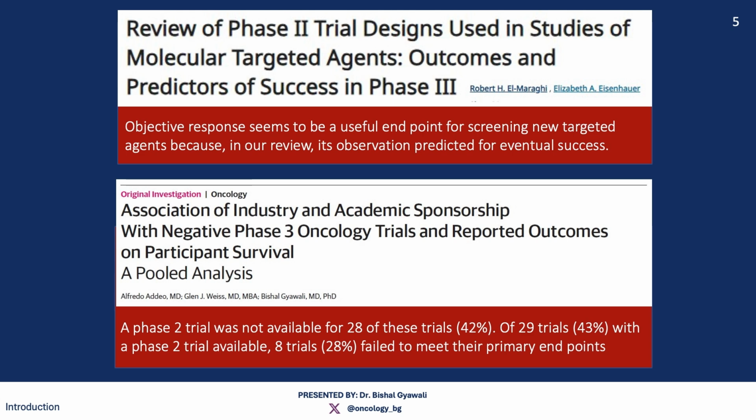Similarly, in one of the analyses that we did of phase 3 trials that failed, we saw that for 42% of the trials that failed at phase 3, a phase 2 trial was not available. And of those trials where a phase 2 was available, 28% had actually failed in phase 2. Despite the drug failing at phase 2, it was still tested in a phase 3, and of course that phase 3 failed as well.